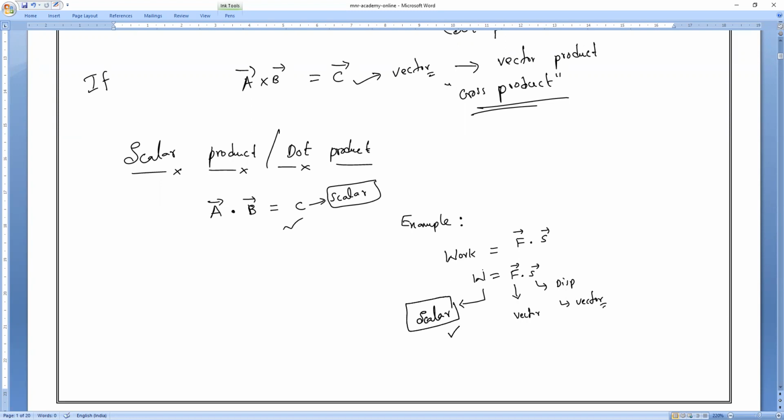You might have studied already that work is a scalar quantity, so it comes under the dot product. If I multiply two vectors, we get a scalar, and that is what we call the scalar product or dot product. Okay.